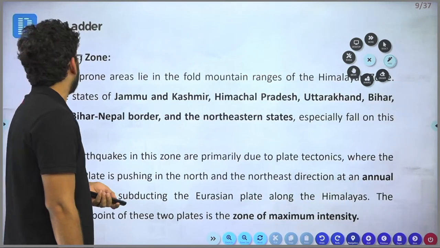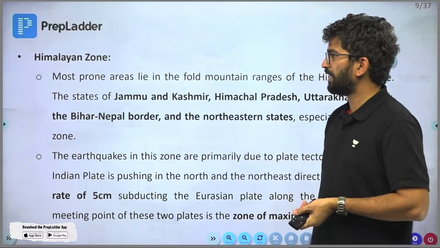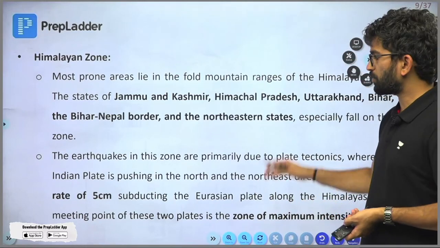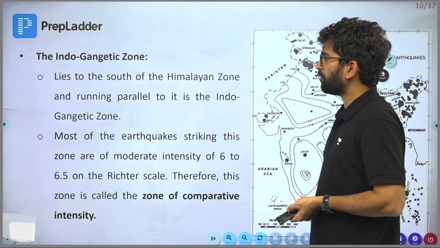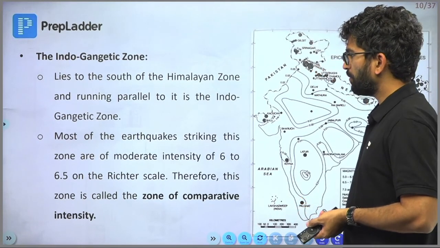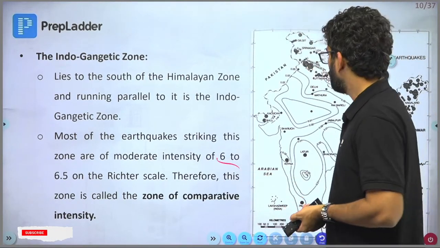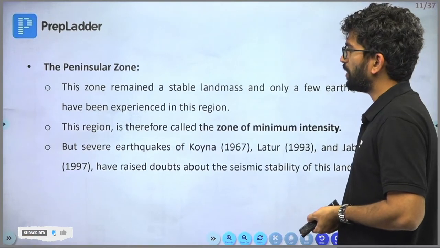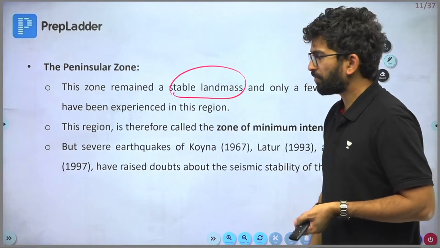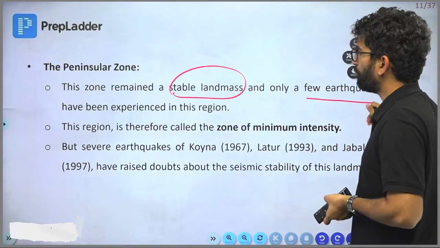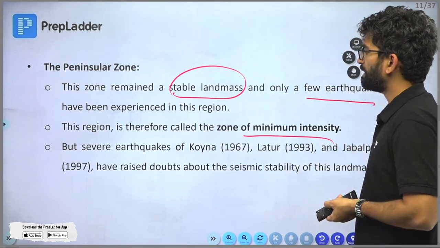Alright. Next, Himalayan zone. We have seen that the Himalayan zone is lying in zone 4. And we have seen the region which is associated with it as well. Right. Along with that, Indo-Gangetic plain, it lies to the south of Himalayan zone and runs parallel to it. Most of the earthquakes striking in this zone are of moderate intensity of 6 to 6.5, alright. And peninsular zone, see peninsular zone is mostly a stable landmass except certain areas. It's a stable landmass and only a few earthquakes have been experienced in this region. It is a zone of minimum intensity.